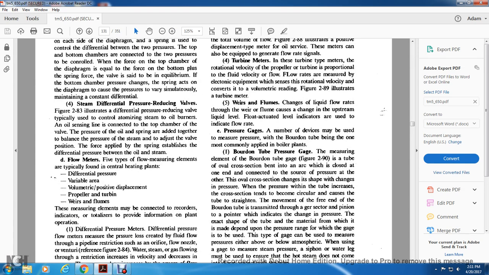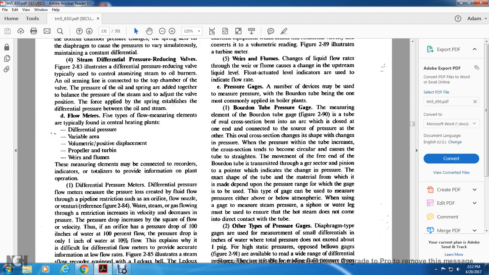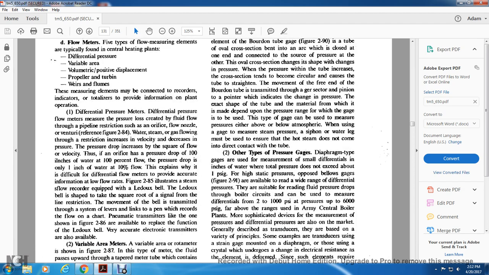Flow meters. There are five types of flow measuring elements typically found in a central heating plant: differential pressure, variable area, volumetric positive displacement, propeller and turbine, and weirs and flumes. The measuring elements would be connected to a recorder that indicates the total flow, to provide information on plant operation. Differential pressure meters.